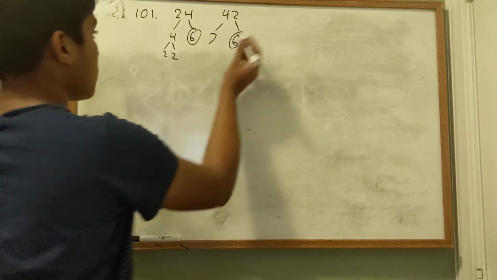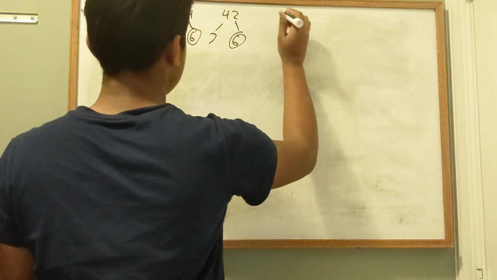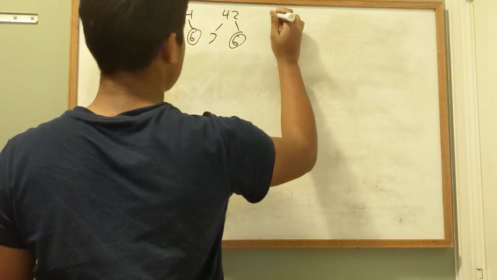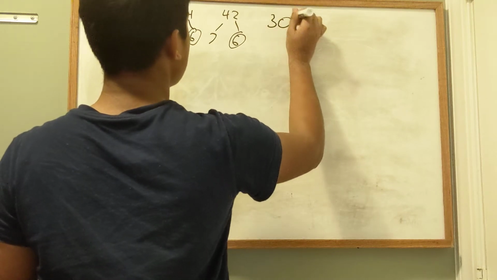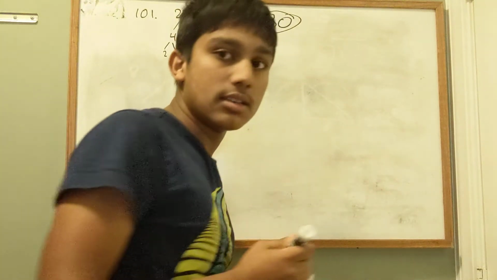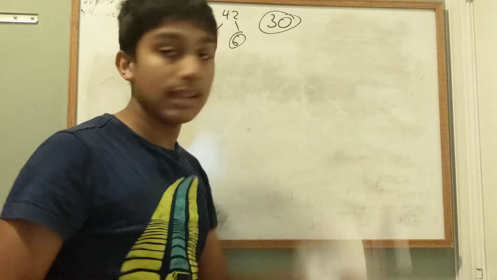So if 6 is the greatest common factor, we need to find the LCM of that and 15. That would just be 30, because 15 doesn't work, so you go up to the next multiple, 30, and that works.